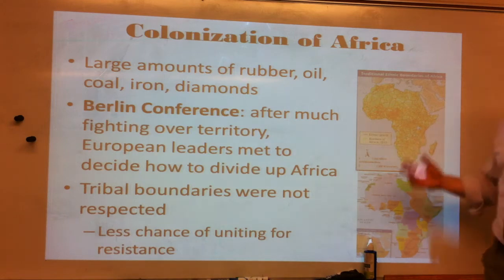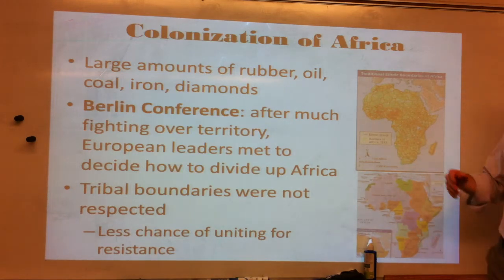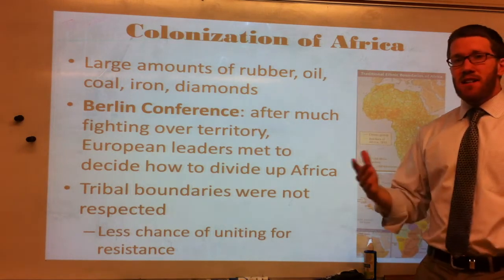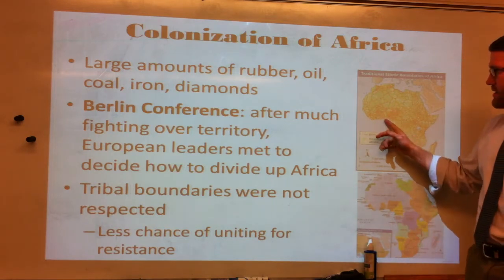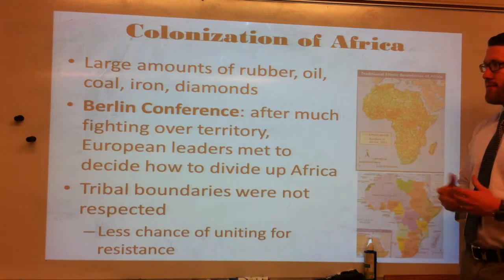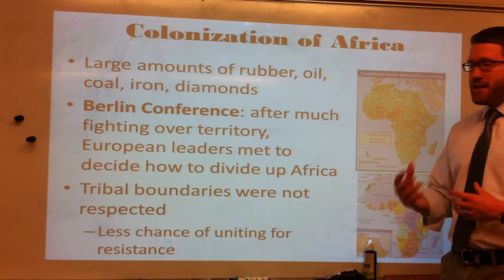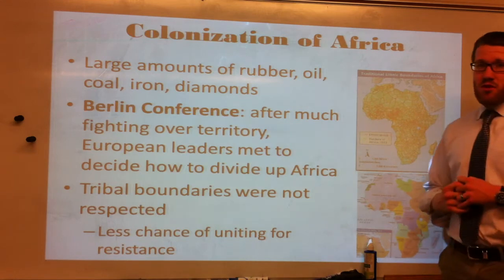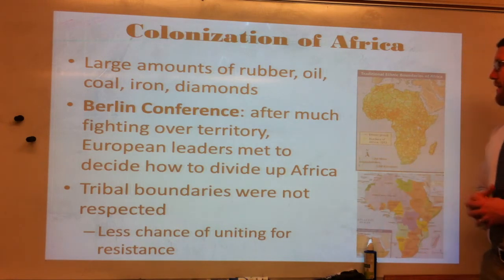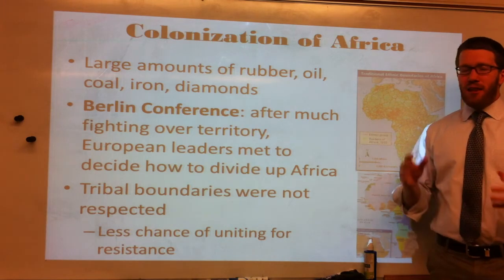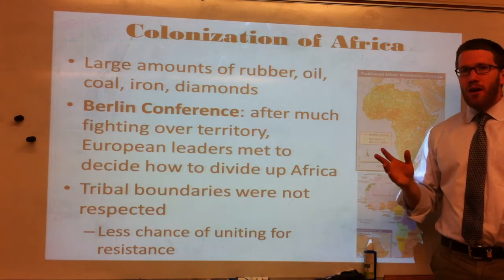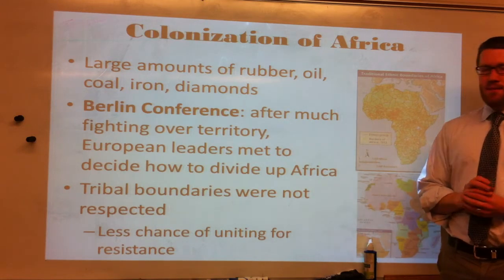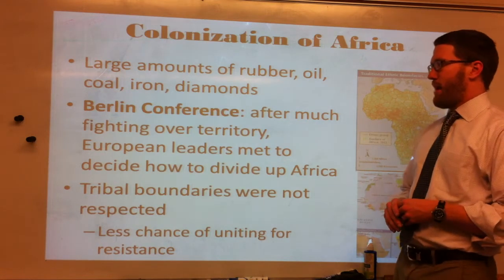Now, Africa was desired by Europeans for its large amounts of resources, especially rubber, oil, coal, iron, and diamonds. Europeans had been conquering some port cities along the coast of Africa during the slave trade, but they started to get to the inland too and found even vaster amounts of resources. And so the Europeans actually start fighting over Africa. Eventually, after a lot of fighting, the Europeans are like, well, maybe let's not fight anymore. So they hold something called the Berlin Conference.